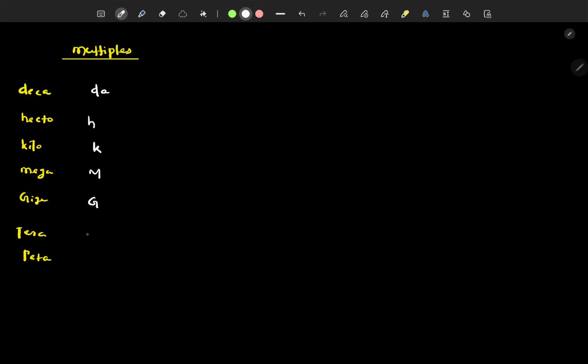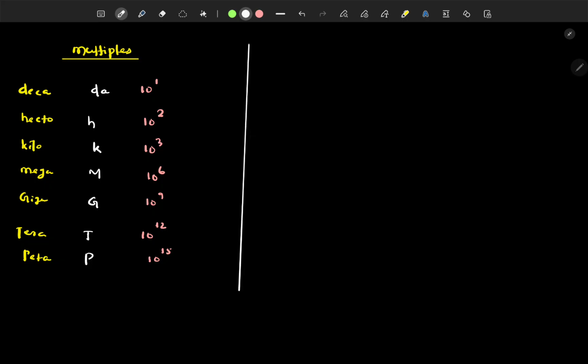giga capital G, tera capital T, capital P, and its value is, deca value is 10 to the power 1, hecto means 10 to the power 2, kilo 10 to the power 3, mega 10 to the power 6, giga 10 to the power 9, tera 10 to the power 12, peta 10 to the power 15. Up to this you can remember. Then come to some sub multiples.